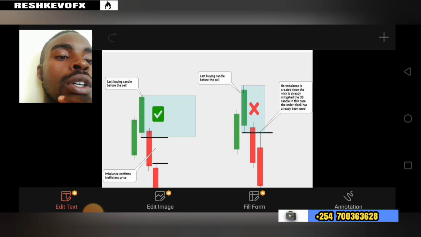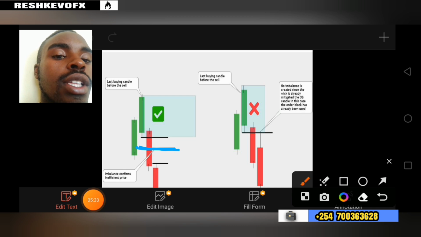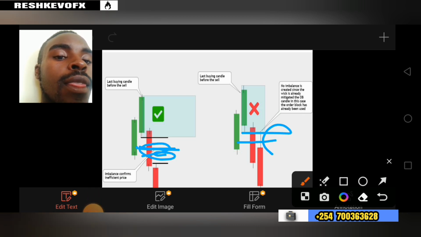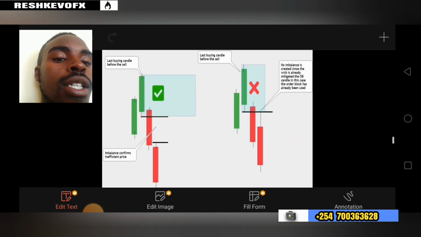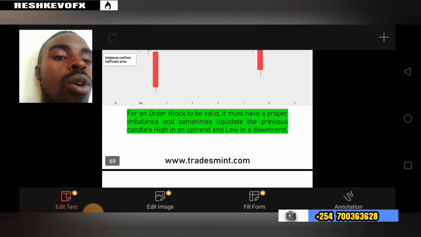So here you need to understand that there is an imbalance. The first confirmation is imbalance. You can see here there is an imbalance, a gap being left. Here there is no imbalance. So for this order block, when price returns to this point, it will go back. But here, when it returns to this block, there may be no reaction, and it can go up. So that is part of the confirmation for an order block to be valid.